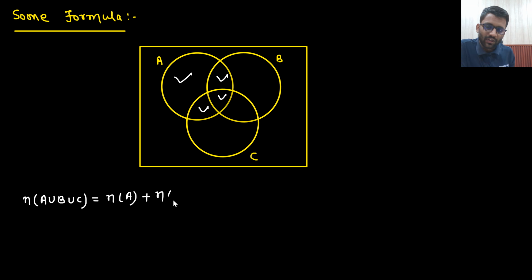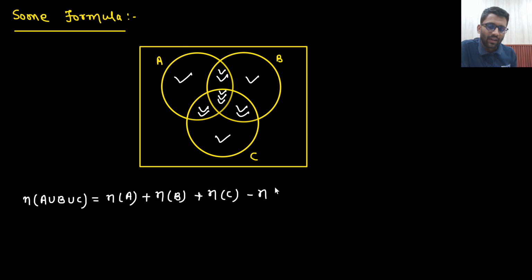Then I write NB. If I write NB, that means I am including this as well, this as well, this as well, and this as well. Then I write NC. If I write NC, then I am including this one as well, this one as well, this one as well, and this one as well. This will be your NC. Now, these parts are added twice, and I do not want that. So at least I have to eradicate them.